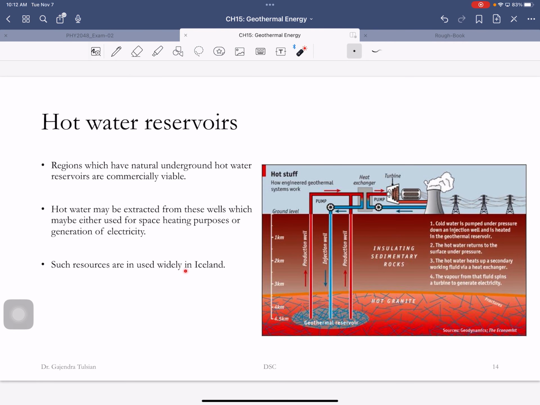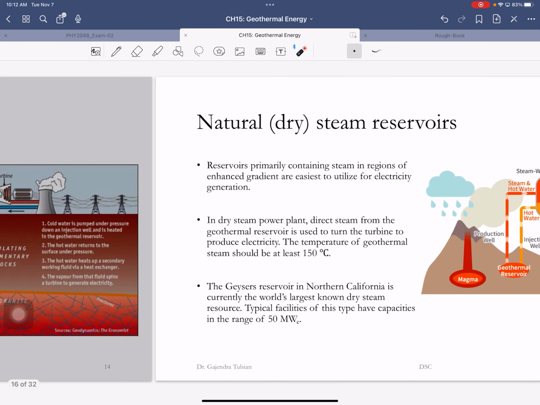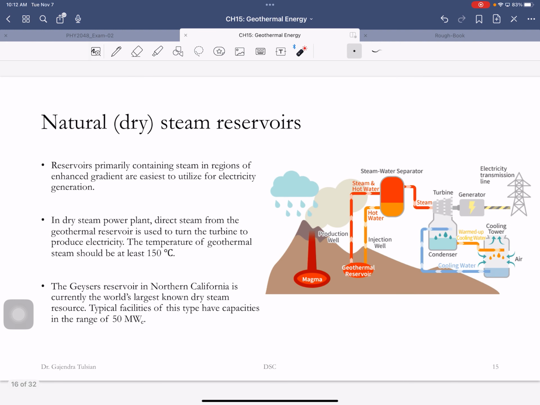So such resources are used widely in Iceland. That's because it gets hot very fast. You don't have to go that deep in Iceland to get hot. Again, what does the marketplace do? It's always looking for the cheapest solution.